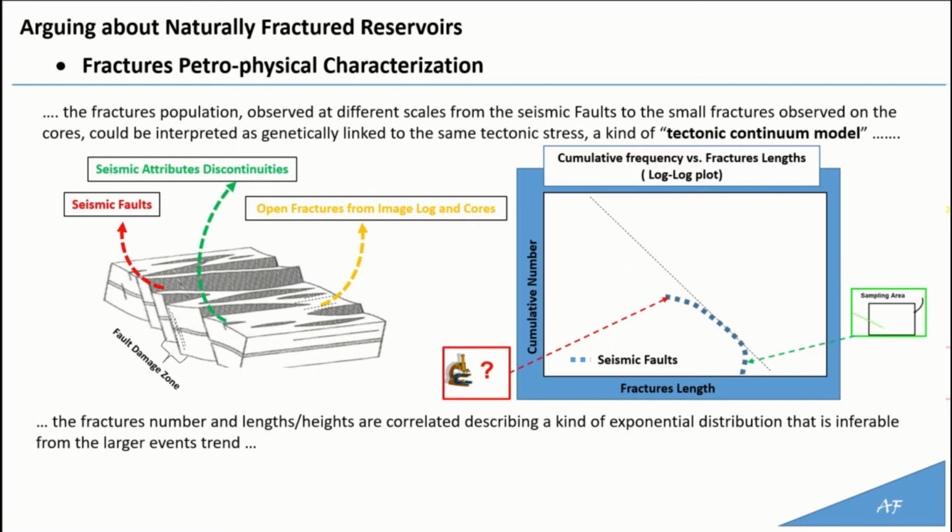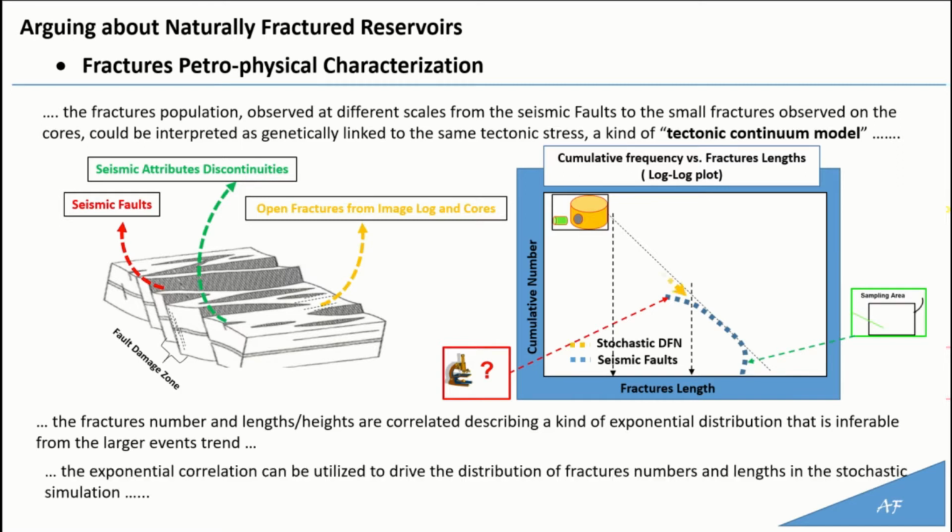It can be utilized to cover the fracture population range of length in between the lower limit of the seismic fault's resolution and the higher limit of the core's resolution. In fact, we could assume that the small fractures included at the core plug scale of observation could be theoretically already described in the rock matrix characterization on the basis of the routine core analysis. The exponential correlation can be so utilized to drive the distribution of fractures number and length in the stochastic simulation.